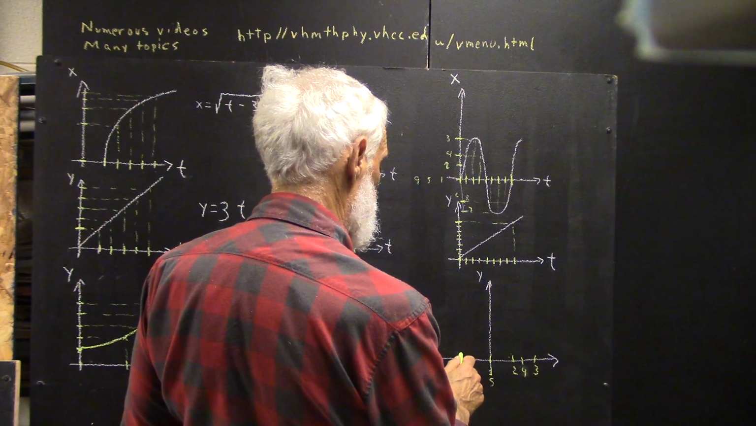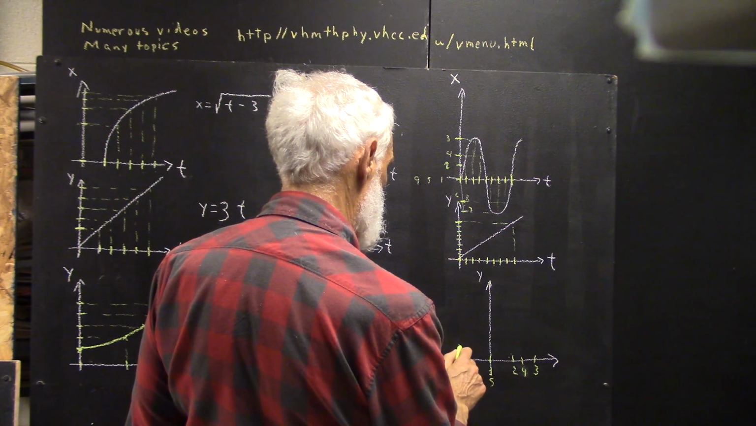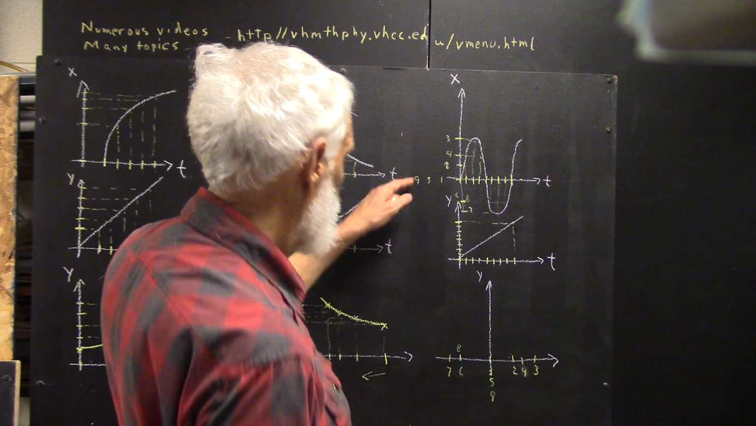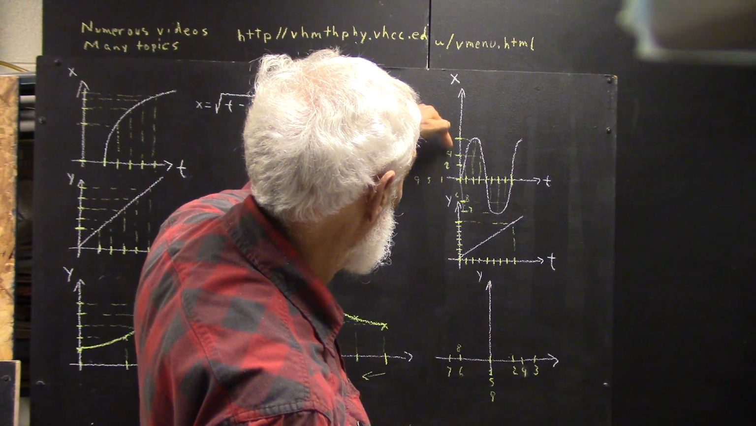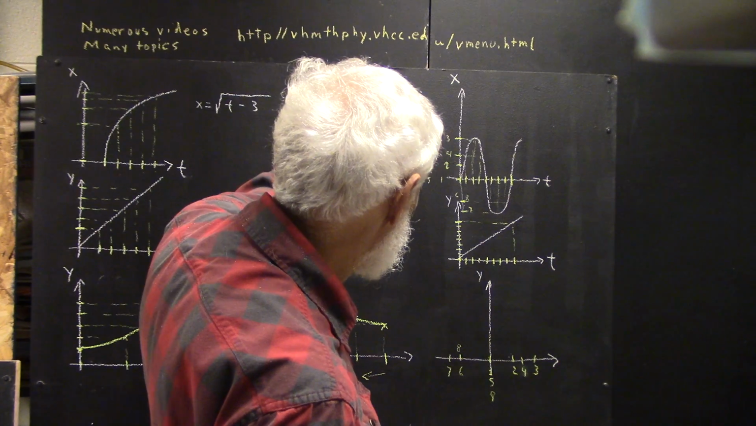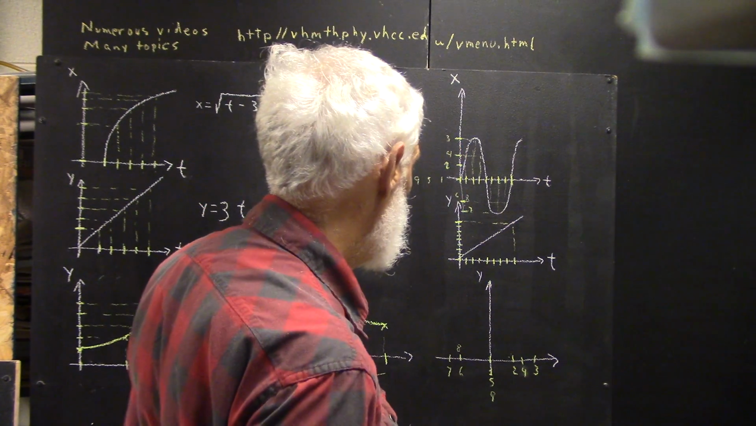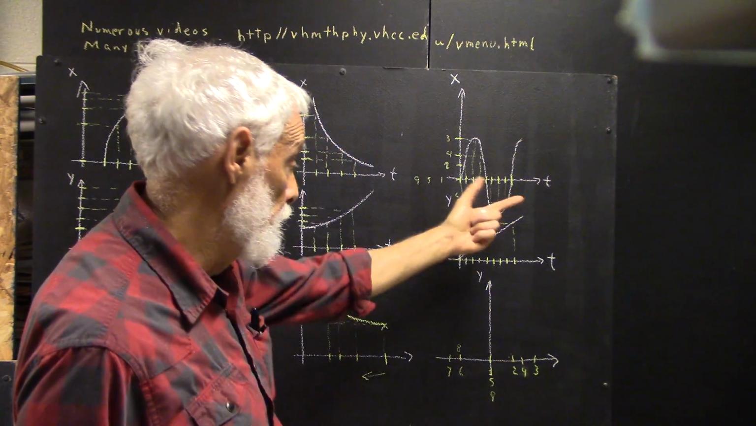And then 6 will be like here, 7 will be here, 8 will be here again, and then 9 will be back to the beginning, just mimicking the points here. 1, 2, 3, 4. 1, 2, 3, 4, 5, 6, 7, 8, and back to 9. Okay, the y values will be equally spaced, a linear function.